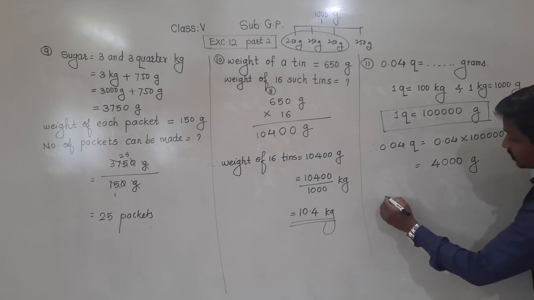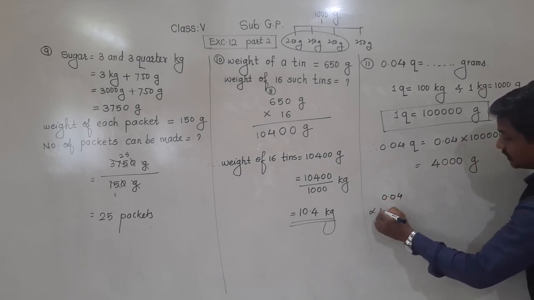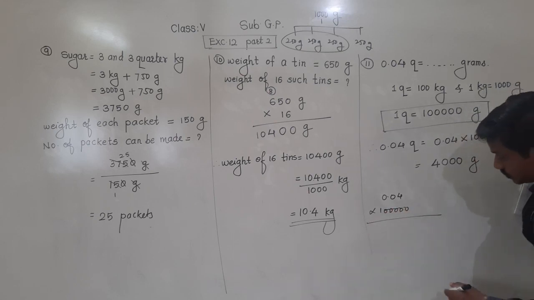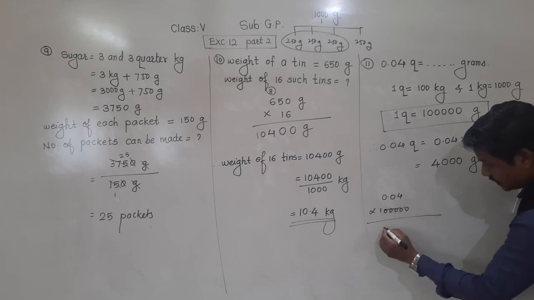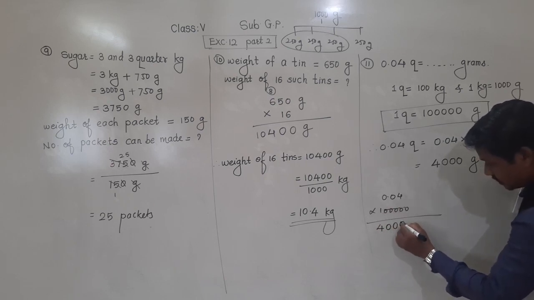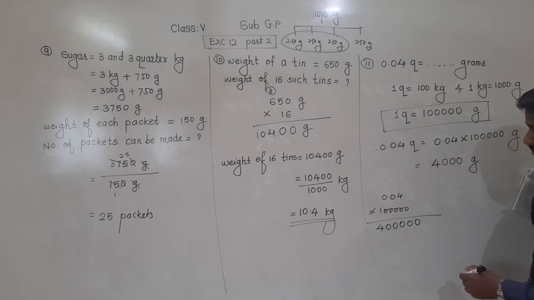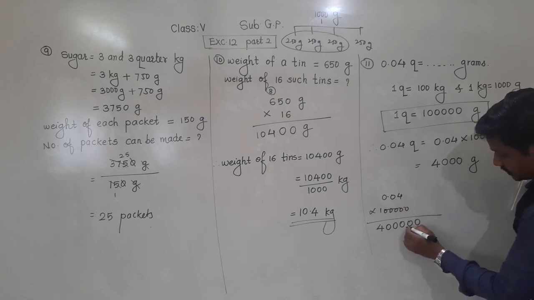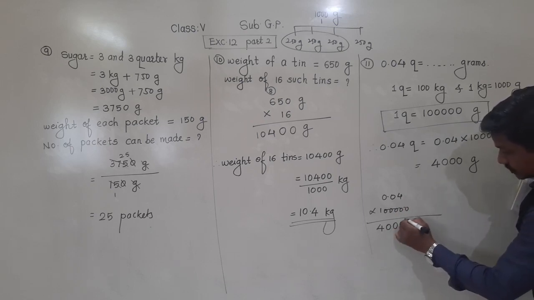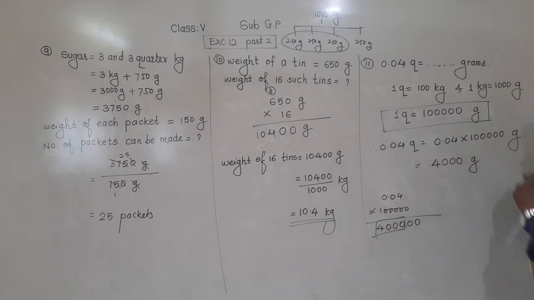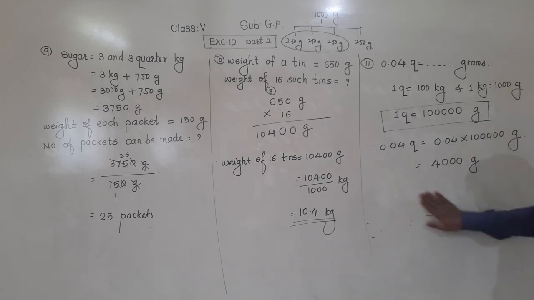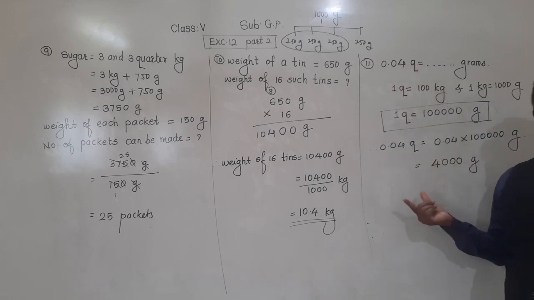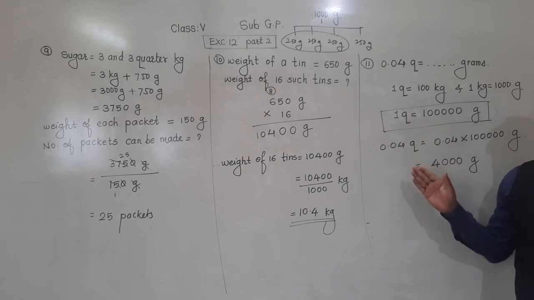Not understood this multiplication? Then see what to do. 0.04 multiplied by 1 lakh. Do it this way. 1 lakh 4s are 4 lakh. And now see, after the decimal point these 2 digits are there, so put 2 zeros before. That is 4,000.00, which means 4,000. So 0.04 quintal is equal to 4,000 gram. Write these 3 problems in your notebook.